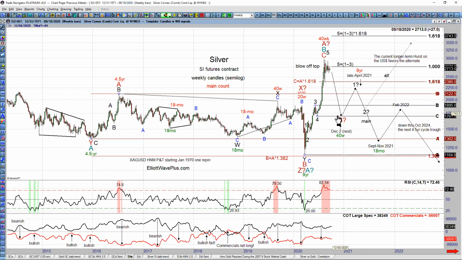That would be a major buying opportunity in silver. And then we get a 1 and a 2 next year through mid-year, and then it's off to the races in wave 3 to the upside. That is a new alternate that allows for a strong buy signal late in this year. That may end up turning into my main count on silver.